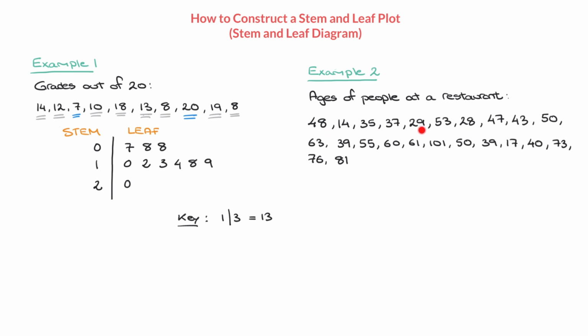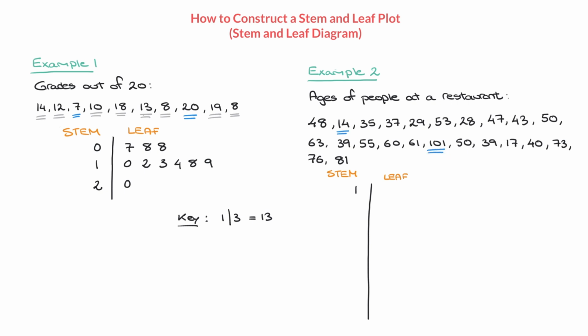Again, my starting point will be to find the smallest value in the list as well as the largest value. In doing so, I find that the smallest value is 14, and the largest value is 101. With those two values in mind, I now construct my two columns. At the top of this one, I'll write stem, and at the top of the right-hand side one, I'll write leaf.